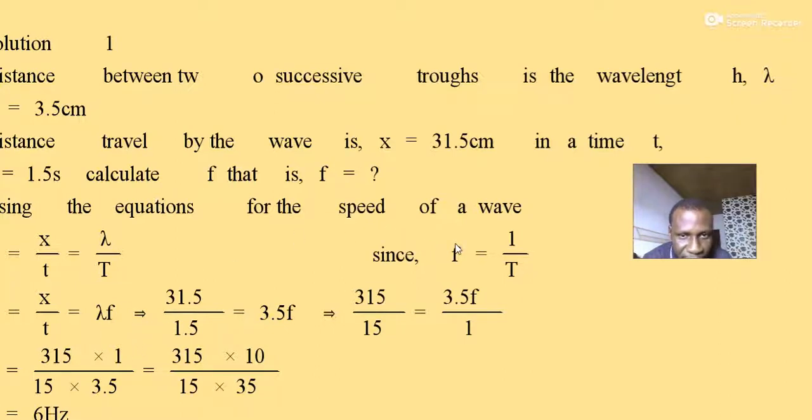Replace 1 over T with f to give v equals lambda f, wavelength times frequency. So if we substitute the respective values, 3.5 for wavelength, 31.5 for x, and 1.5 for time t, we make some mathematical arrangement and arrive at this one. Eventually the answer is 6 Hz. So that is for this section. It's quite simple.